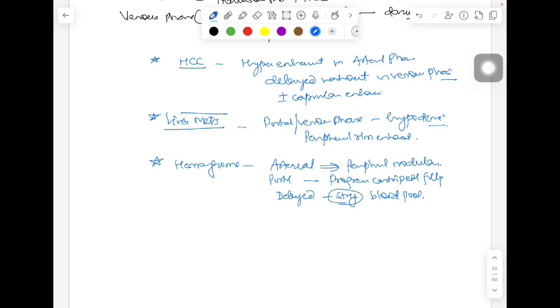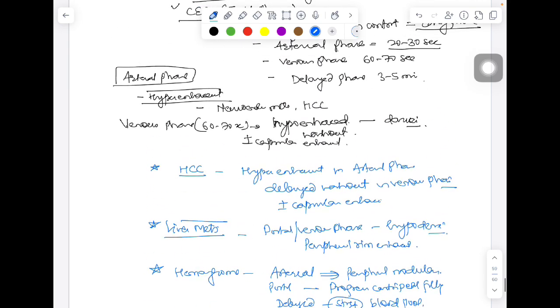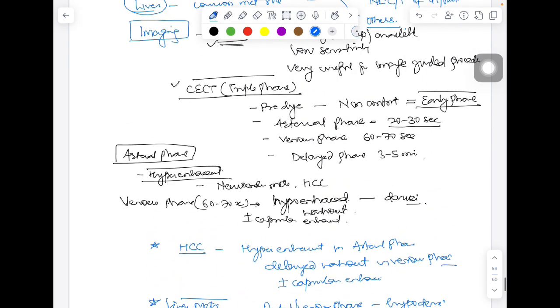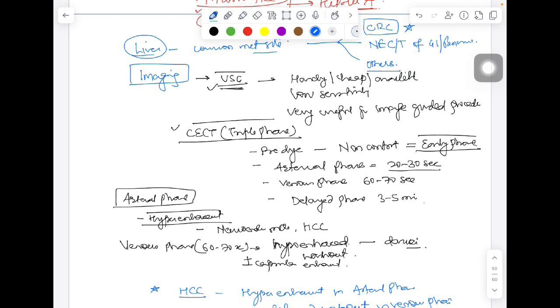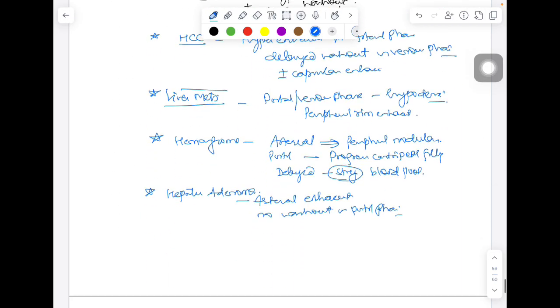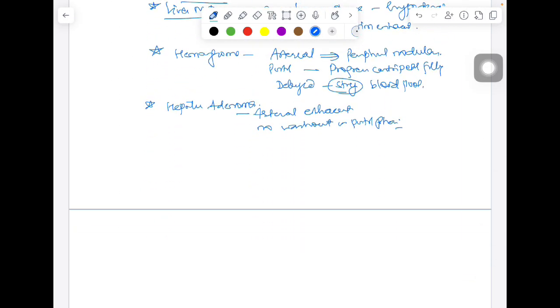Okay. So we can even look for hepatic adenoma. Adenoma is non-cancerous, a benign type of tumor. It has arterial enhancement, but no washout in the portal phase, like HCC has. Okay. So that's the interpretation of CT scan. So we have seen ultrasound is mainly for procedures. CECT is very useful. It can differentiate, and that's the gold standard if we want to do CECT.